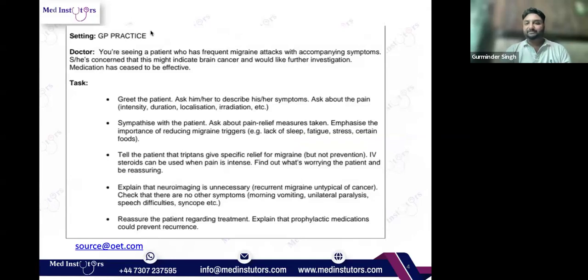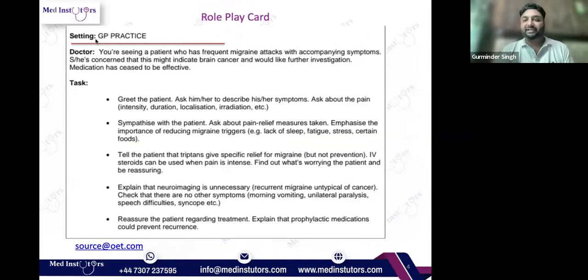I'm sure a lot of you must be practicing OET, or if you have not got into this part, let me show you a role play card here. So this is a role play card. Here we have settings, where this conversation is going to happen. That's called setting. It's written GP practice, general practitioner's practice, or GP practice, we call it.